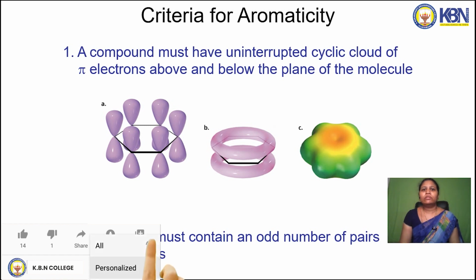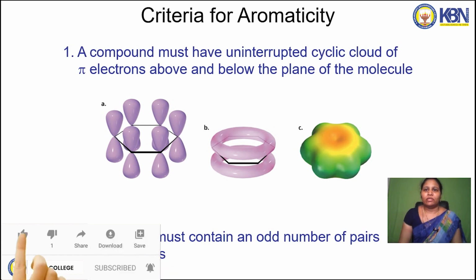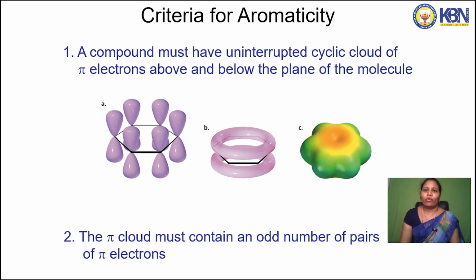Let us discuss the criteria for aromaticity. That means we should start with what is meant by aromaticity and what are aromatic compounds. In order to be aromatic, a compound must have an uninterrupted cyclic cloud of pi electrons above and below the plane of the molecule. That means if it is a 6-membered ring, it should have 6 electrons.